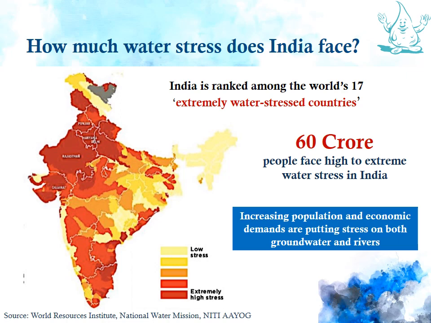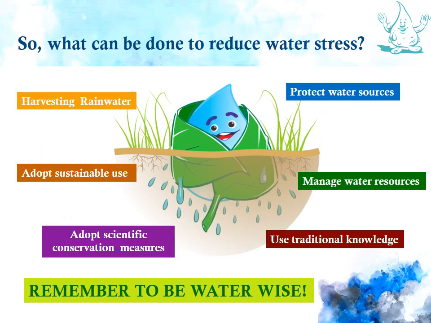As a country, do you know how much water stress we face? 60 crore people face high to extreme water stress in India. India is ranked among 17 most water-stressed countries in the world. According to UNICEF, globally, nearly 600 crore children will live in areas with extremely limited water resources by 2040. Now we know the extent of water stress our country is facing. What can we do to reduce this water stress?